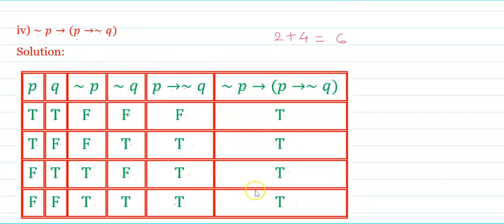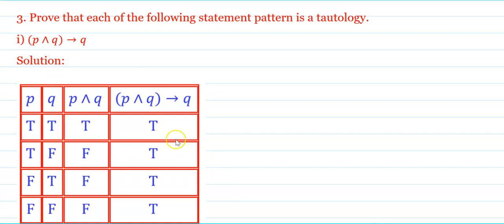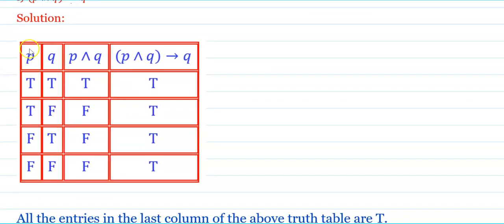Okay. Now the next question. Question number 3. Prove that each of the following statement patterns is a tautology. P and Q implies Q. We need 2 plus 2, 4 columns. This is P: T, T, F, F. Q means what? T, F, T, F.